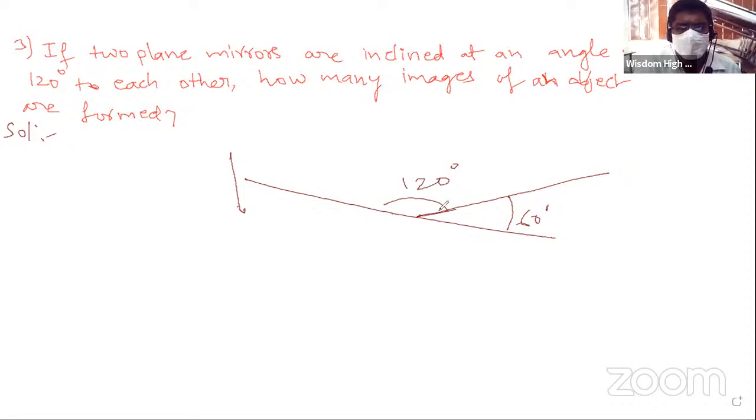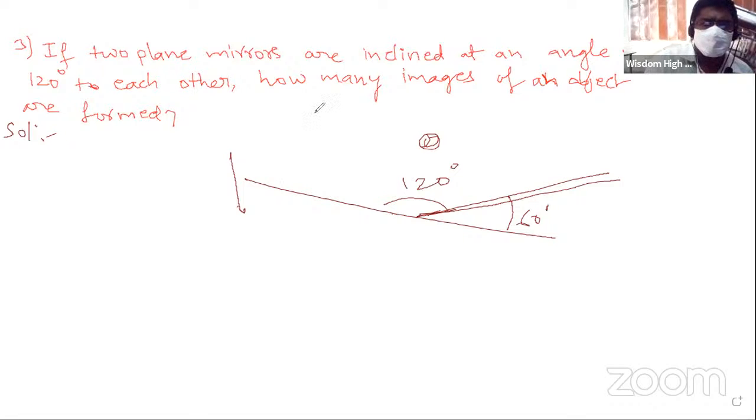One mirror and one more mirror is there here, at an angle of 120 degrees. So how many images? For example, if we place one object here, how many images are found? For the number of images, I told you the formula: 360 by theta minus 1. So by using the formula, we can calculate that.